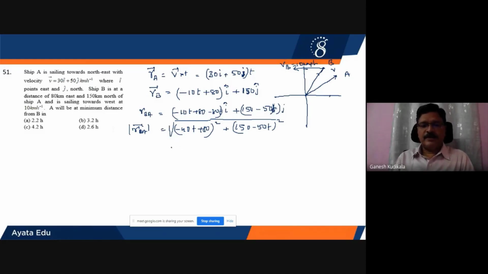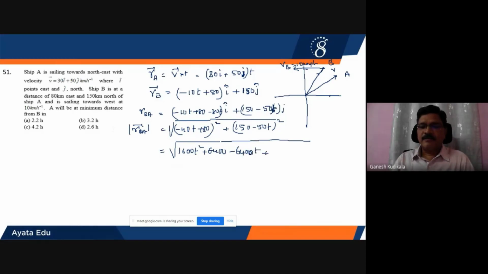Now if I square it and simplify, I am going to get under root of 40t whole square, which will become 1600t square, plus 6400, minus 80 into 40t into 2, which will be equal to minus 6400t, because 40 into 80 will become 3200, twice that will become minus 6400t.